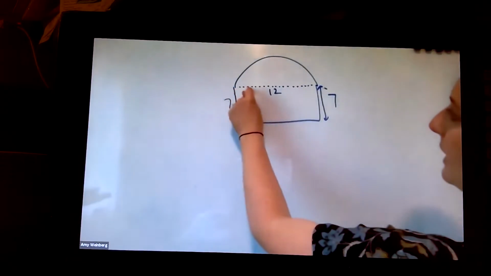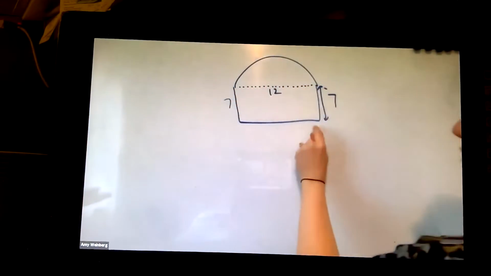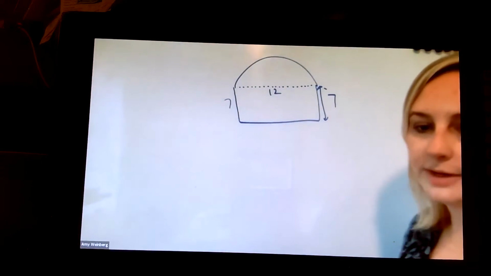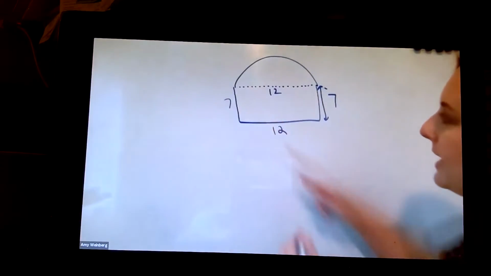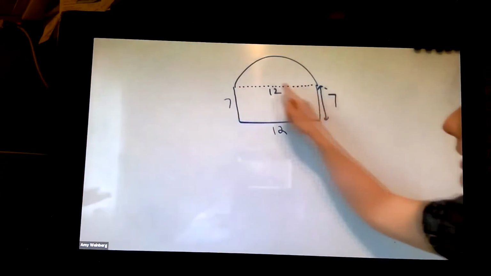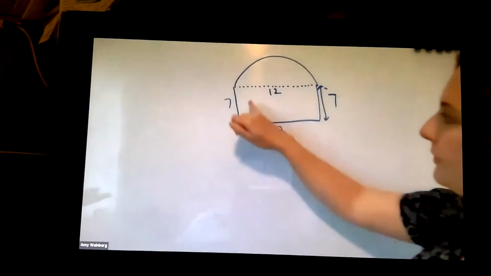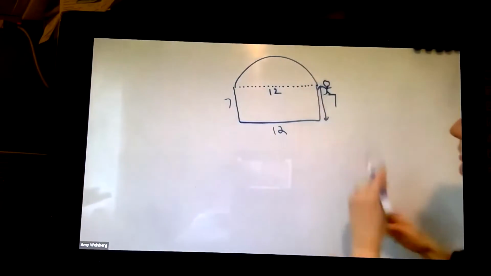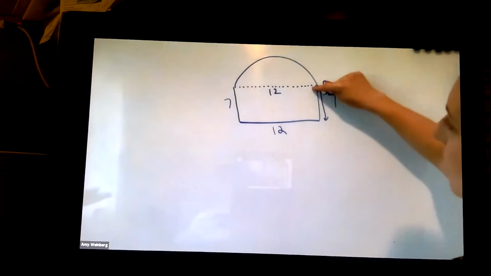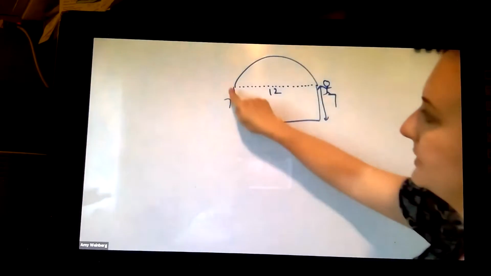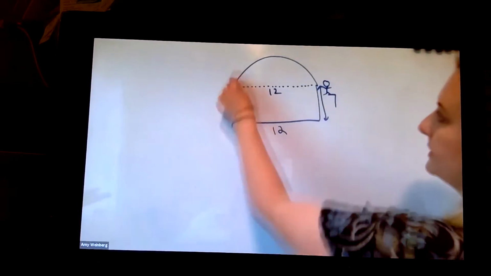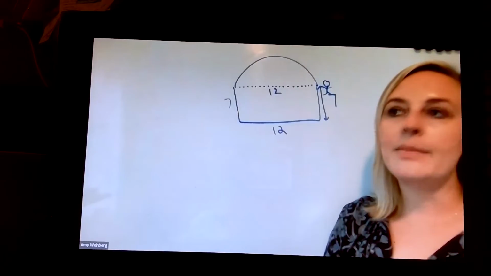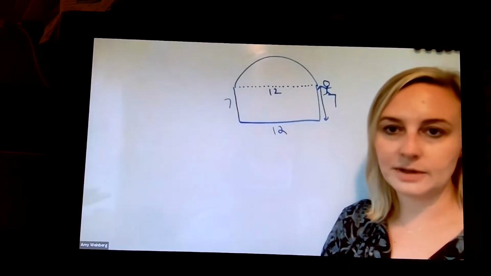If this dotted line is 12, what does this line also have to be? It also has to be 12, right? So we can see our rectangle being filled in now. So now we can find the perimeter so far. If I start here with my little man, and he's gonna walk my property line, he can walk 7, 12, and 7. But now we get stuck on this, right? We have a piece of a circle. Right now we have half of a circle.